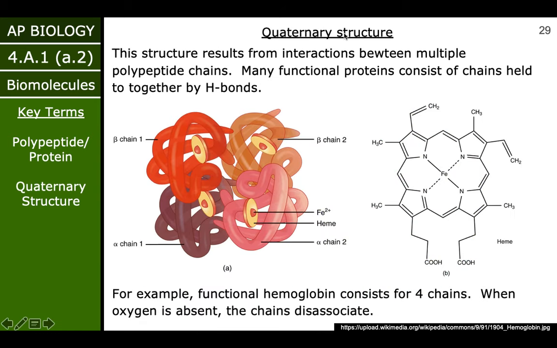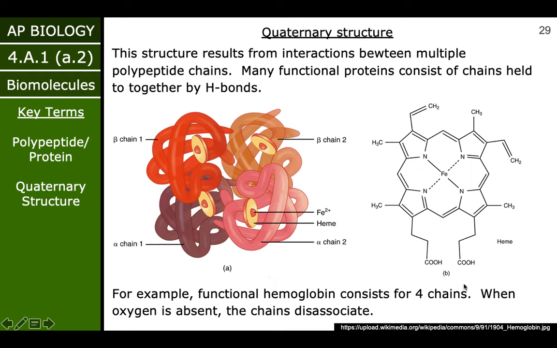But the final structure, this is our quaternary structure. And this doesn't always occur. But this is if you take multiple polypeptides. So you take multiple chains of amino acids and you have them interact in some way. And there's not a ton of examples that you need to be familiar with. The one that you'll typically see is hemoglobin. So here we have a hemoglobin molecule, and it's made up of four different polypeptide chains interacting. So you have a beta chain 1, a beta chain 2, an alpha chain 1, and an alpha chain 2. They're all just interacting in different ways.